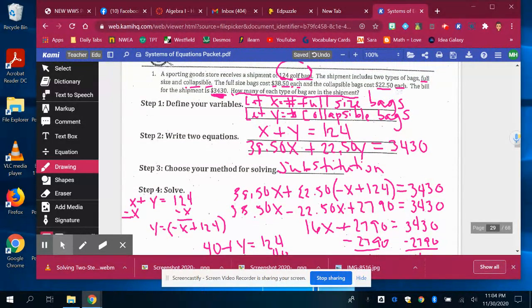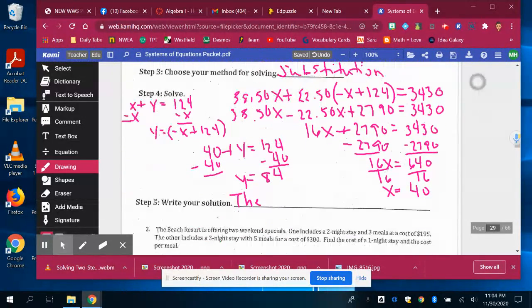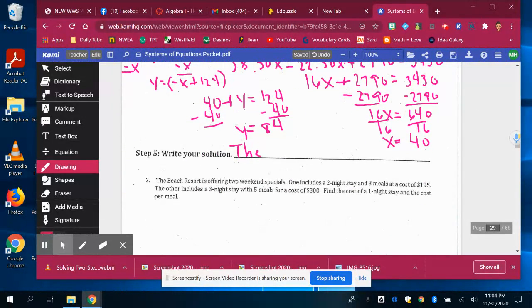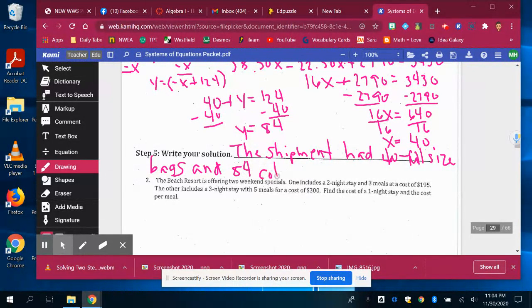So for my final step, step 5, the shipment, I usually look back up here at my question, how many of each type of bag are in the shipment? And I restate my question with my answers in it. The shipment had 40 full-size bags and 84 collapsible bags. Period. All right.